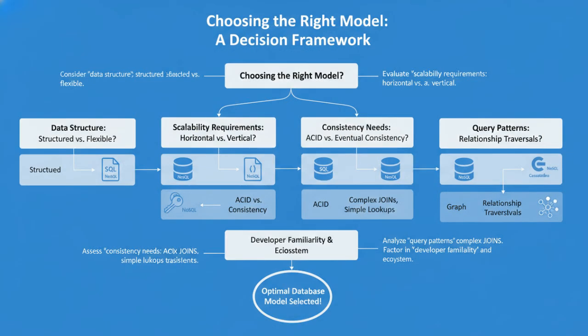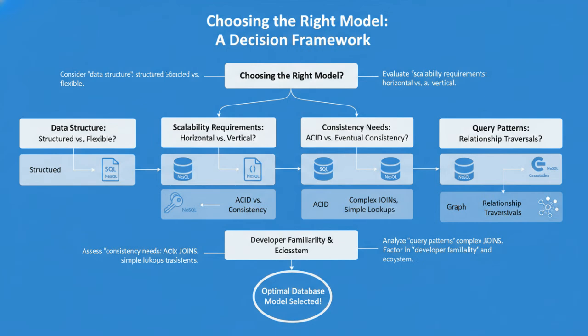With such a diverse array of database models, how do you choose the right one for your project? There's no one-size-fits-all answer. The decision framework involves evaluating several critical factors. First, consider your data structure. Is it highly structured and tabular, or highly flexible and nested? Second, think about scalability requirements. Do you need horizontal scaling for massive data volumes and users?